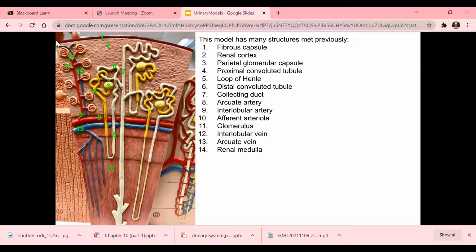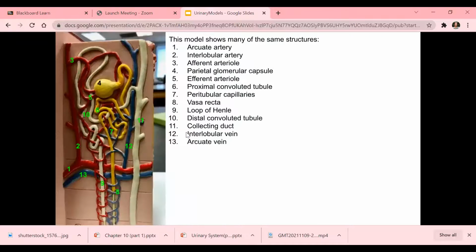In this picture, you can see the renal capsule, you have cortex and medulla. And you can see the arcuate artery and interlobular artery, which makes afferent arteriole and glomerulus. And then you have interlobular vein and arcuate vein. Here. In this picture, you can see the vasa recta and peritubular capillary on the other side.